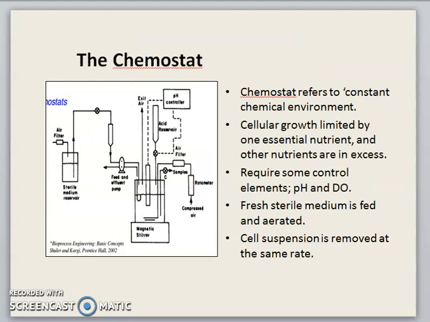The chemostat refers to a constant chemical environment, and cellular growth is limited by one essential nutrient while other nutrients are in excess. This chemostat system requires control elements, which are pH and DO as well as temperature. The fresh sterile medium is fed and aerated, and the cell suspension is removed at the same rate.